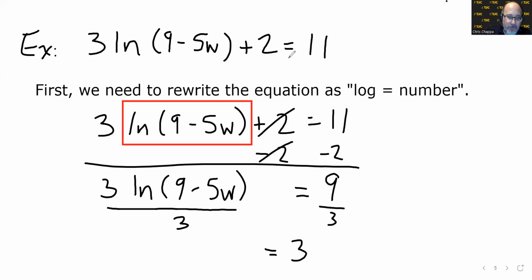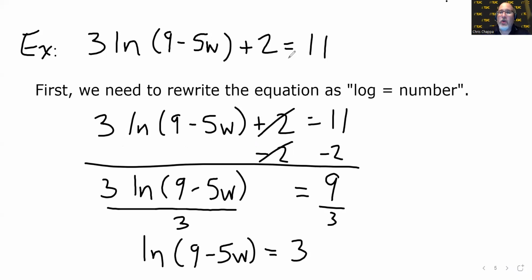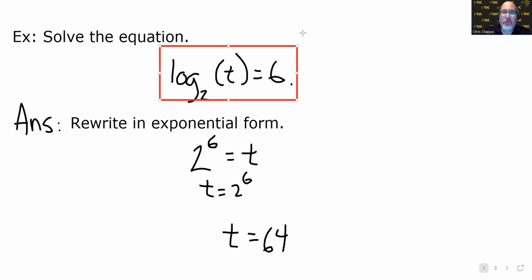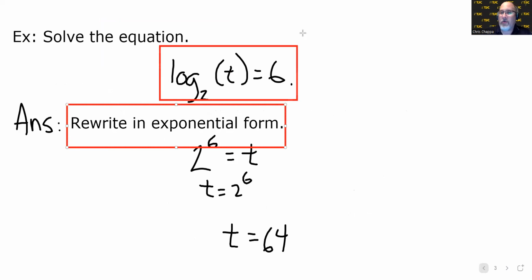Natural log of 9 minus 5w. I like covering things up because sometimes the things that you're solving for are big and chunky and they get in the way. So you just got to stop looking at them for a while and bring them back when the time is right. Now, we're not done, because this equation does not say w equals, but now it says log equals a number, just like this problem started out. And when we started out there, we just rewrote it in exponential form. So we just have to do the same thing now.